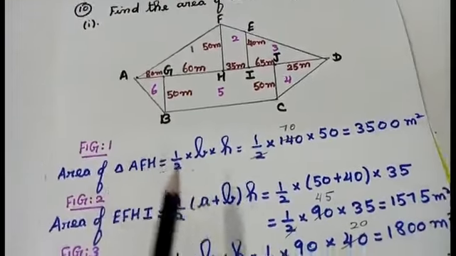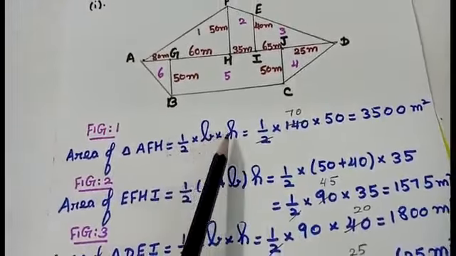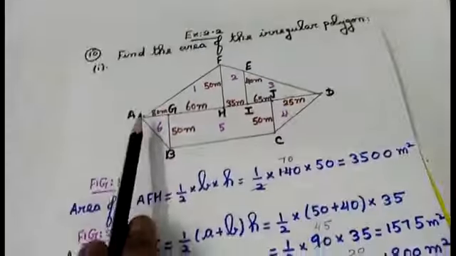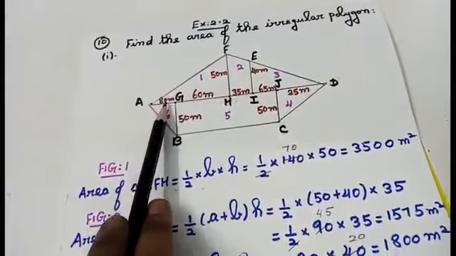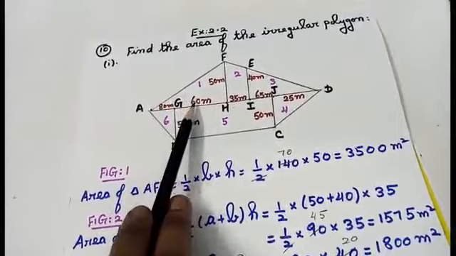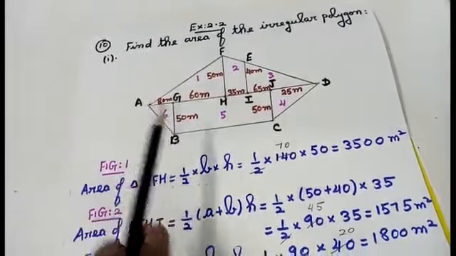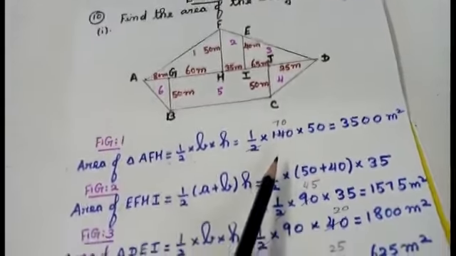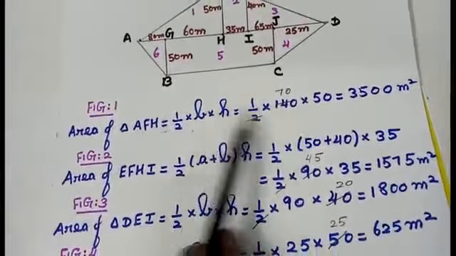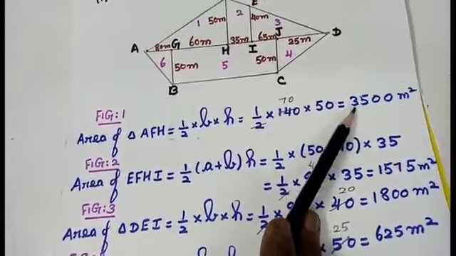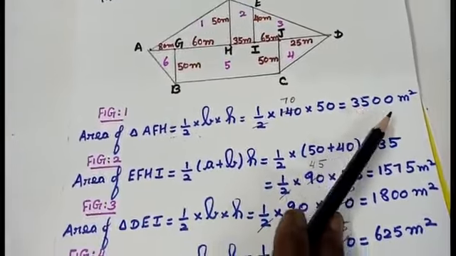What is the formula for area of triangle? Half into base into height. If you see the base from A to H, I am having two values, that is 80 and 60. If we add these two values, I will get the value as 140. Height 50. Calculate, you will get this value, that is 3500 meter square.